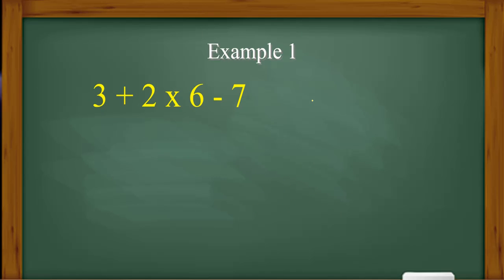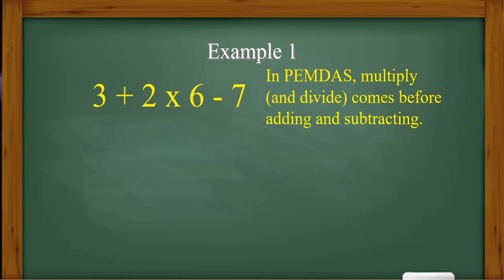Let us have an example. If we have 3 plus 2 times 6 minus 7, what operation should come first? For PEMDAS rule, multiply and divide comes before adding and subtracting. So we must multiply first 2 and 6. So 2 times 6 is equal to 12. Then bring down 3 plus and subtraction minus 7.